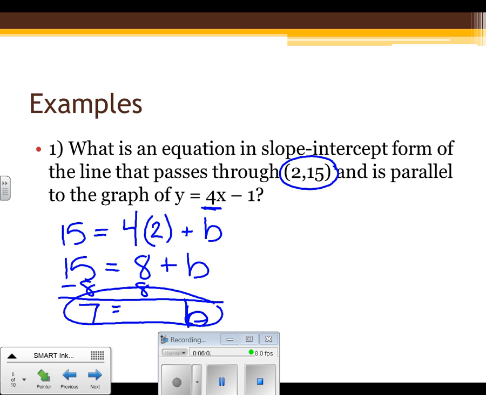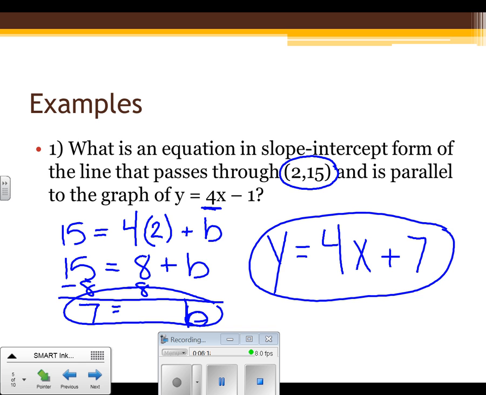Okay. So in slope-intercept form, y equals, the slope is the same to be parallel, 4x, and we found out that the y-intercept is 7, so plus 7 because it was a positive. And there is our equation that would be parallel to y equals 4x minus 1. You see they have the same slope, but they have different y-intercepts.